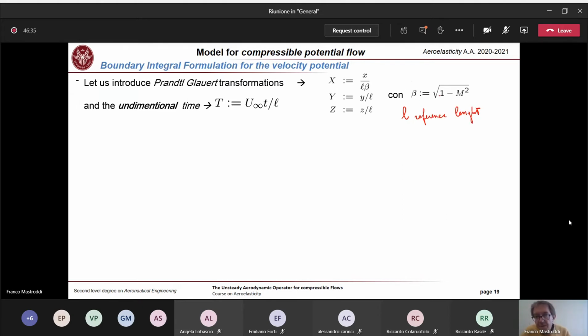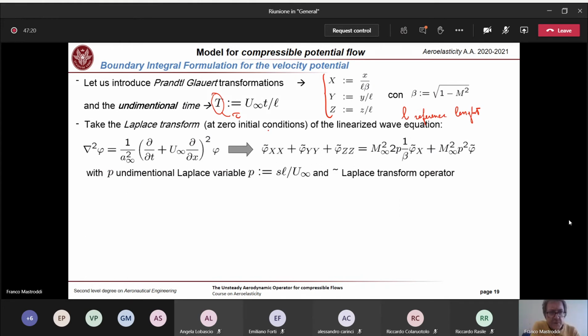And beta is this quantity here related to the Mach number. This is for the space, and this is for the time. Introduce our usual nondimensional time. This is the classical nondimensional time for unsteady flow related to the reduced frequency. We also use the symbol tau instead of capital T. However, this is the nondimensional time. And in parallel, you have the nondimensional Laplace variable P, or the nondimensional frequency kappa.